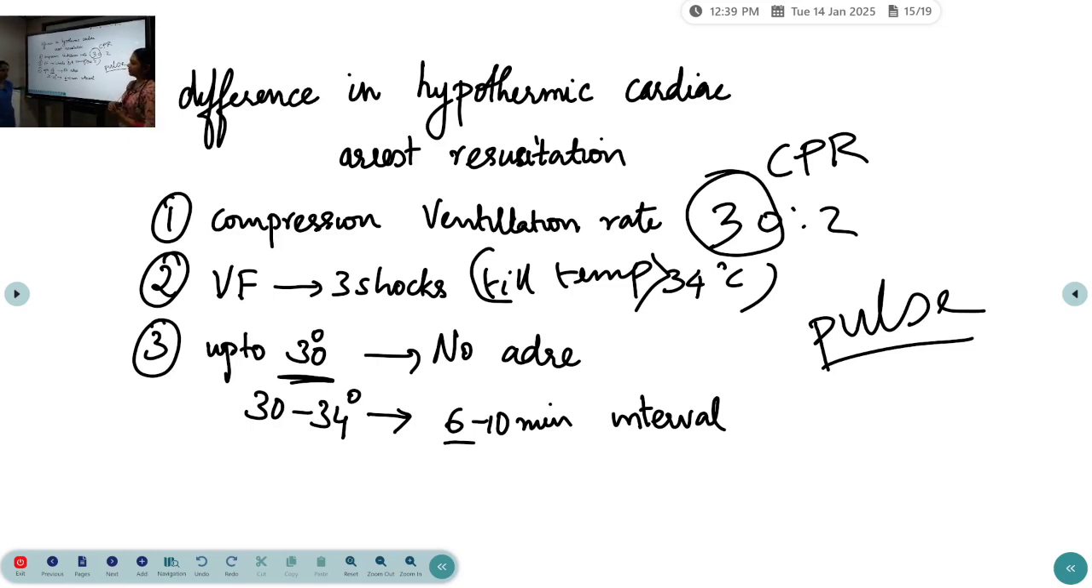2 minutes you will be reassessing the patient. No, how much time will you be checking? Less than 10 seconds. But here we need to look for at least 1 minute. Palpate for at least 1 minute.